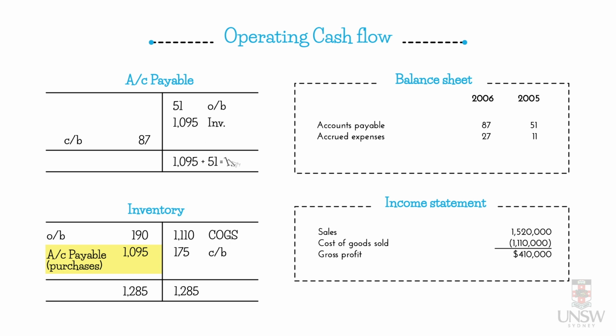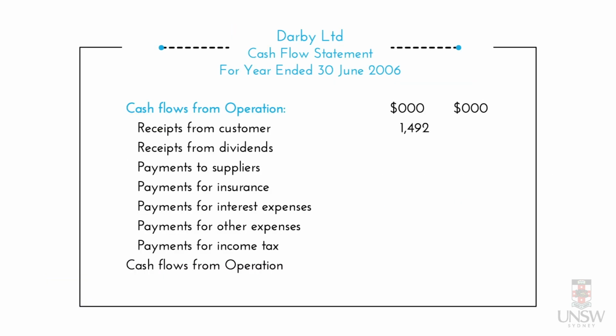This will come to 1,146. Then we can minus the closing balance on the debit side to solve for the missing amount. This will be our payments to suppliers. So we solve, and this comes to 1,059. We can then put this into our cash flow statement as well. So the line will be payments to suppliers, 1,059.